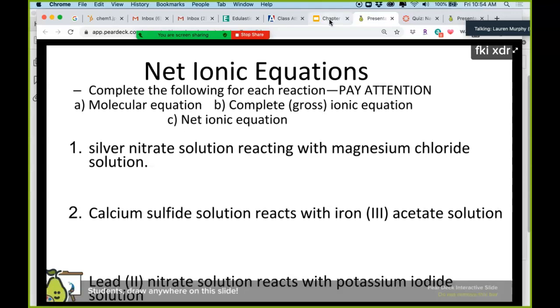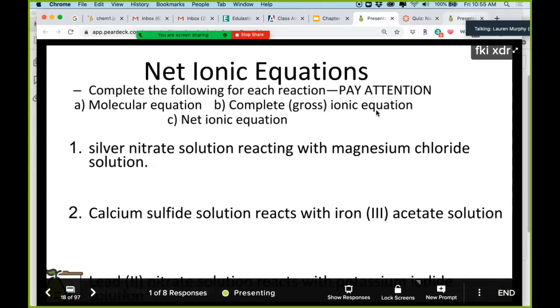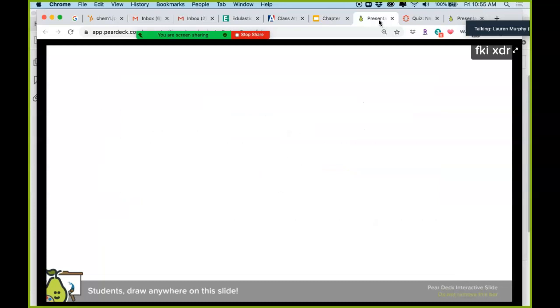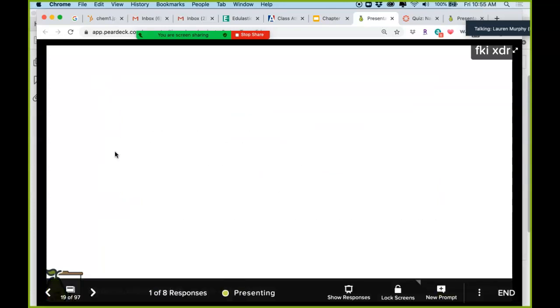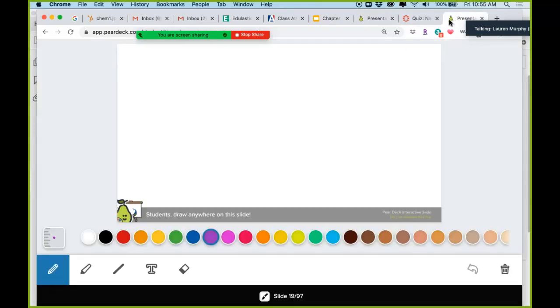All right, so silver nitrate solution reacting with magnesium chloride. Silver nitrate, Ag is +1. Nitrate is -1. They go together beautifully. It says solution. To me, the word solution, and to you, means aqueous. Reacts with magnesium chloride. Magnesium is +2, chlorine is -1, so this is its formula. And it says solution, so I assume aqueous.